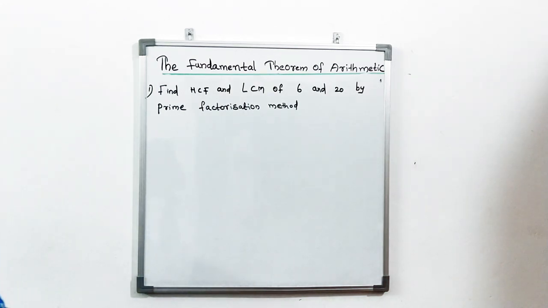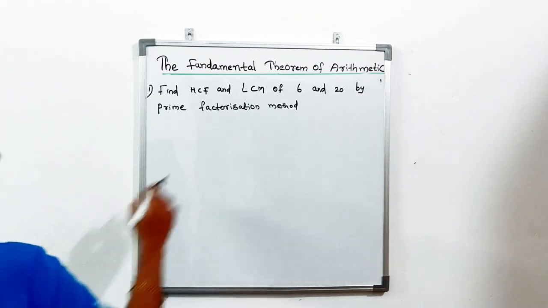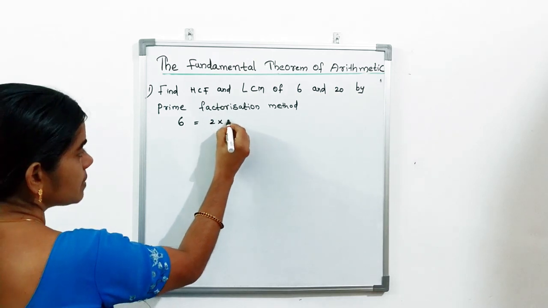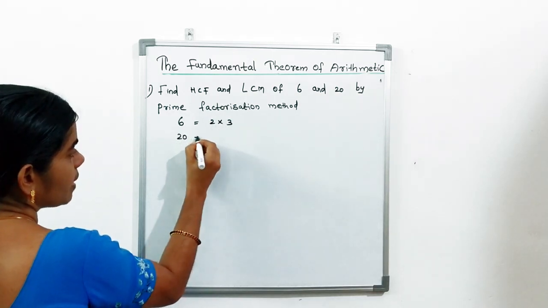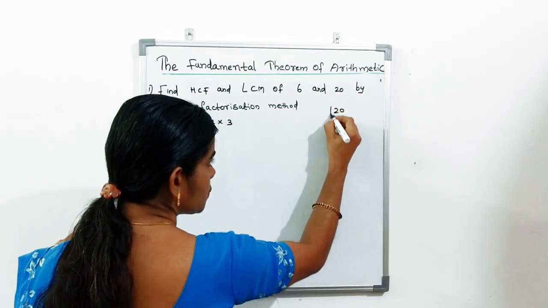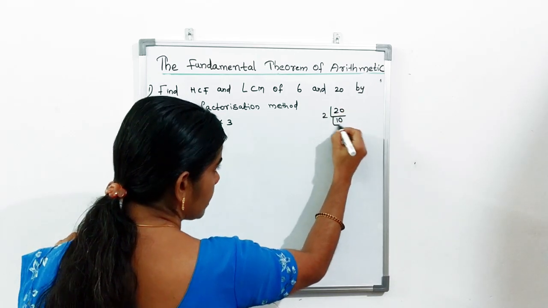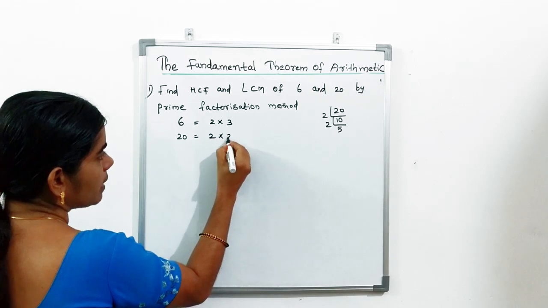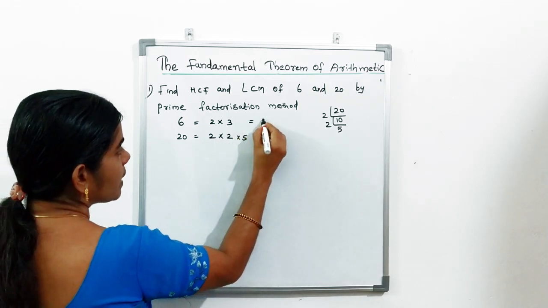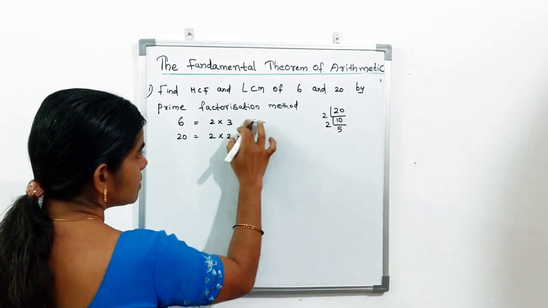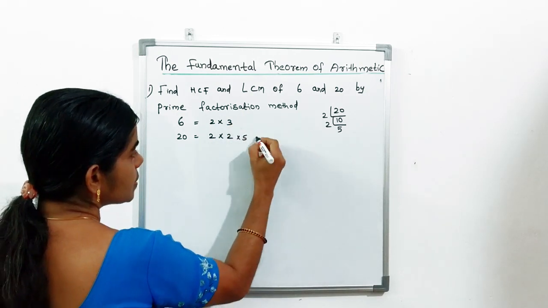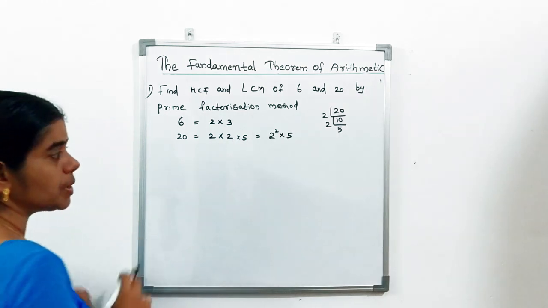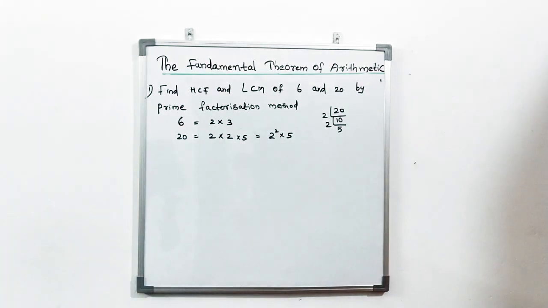Next we are writing the prime factors of 6. 6, you already know, is 2 into 3. Next 20, how can we write 20? We can take 2, prime numbers only. 10 you are getting 5, then 2 into 5. If you want, you can write this only once. Thus you can write it as 2 square into 5. 2 is repeated 2 times, therefore 2 square into 5.